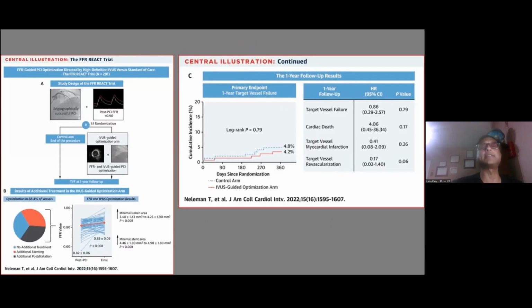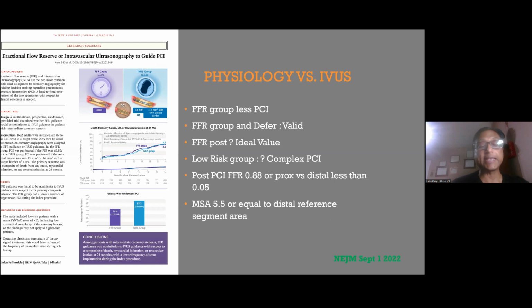So then in the FFR REACT trial, they looked at if the FFR is less than 0.90, maybe in those cases we use IVUS more aggressively, but even in that, there is no significant difference. And this came out only recently that in all comers, the FFR and IVUS probably would be same. Caveat is that these are all comers, many of them are simple lesions.